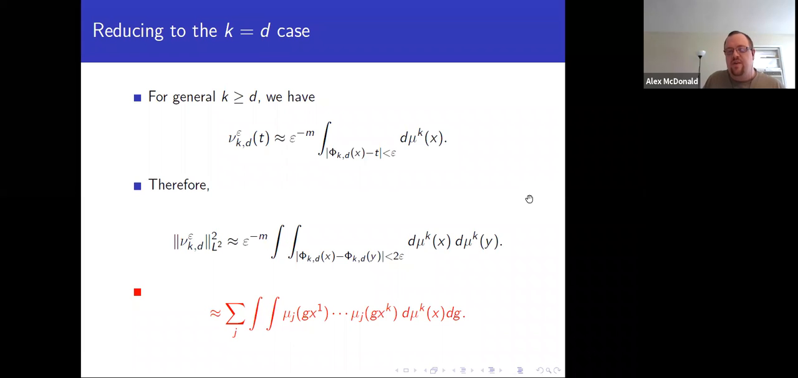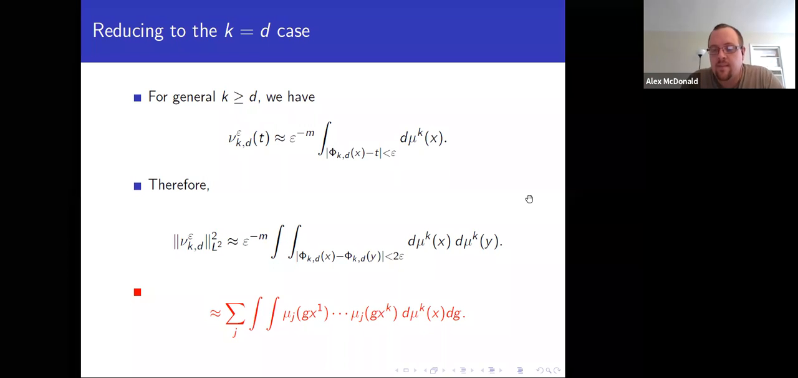This lets you do a kind of change of variables where we replace the integral in x and y with an integral in x and g, where dg is a Haar measure on SLD. We do a little Littlewood-Paley decomposition again. So this becomes the integral of mu j of gx1 through gxk. You can think of this as replacing the d mu to the k of y, so you think y equals gx. Then we integrate the product over all the i's of mu j of gxi against d mu to the k of x and the Haar measure dg.